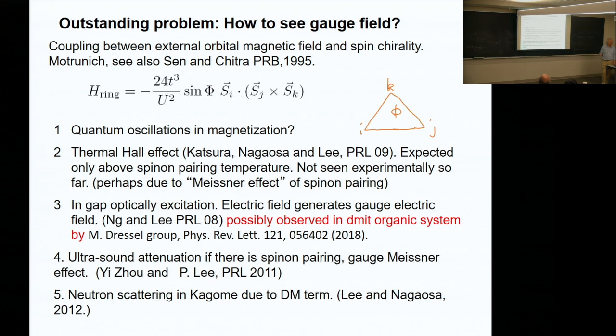Okay, so I think this is the challenge more to the experimenters than to people in this room. But to people in this room, what we need to do, as theorists, is to propose more practical experiments with direct consequences of the gauge. I think that's the missing link.